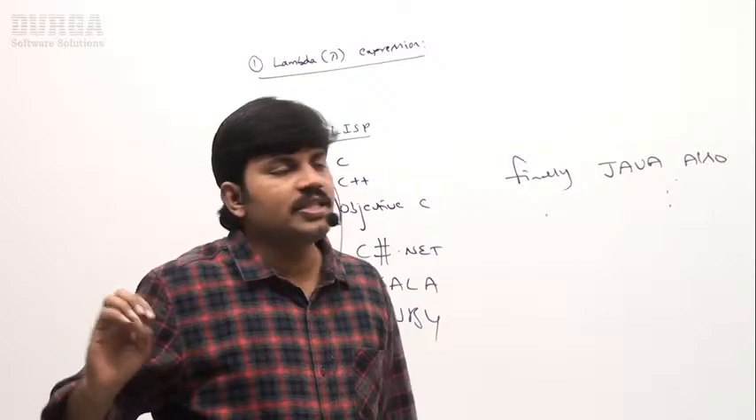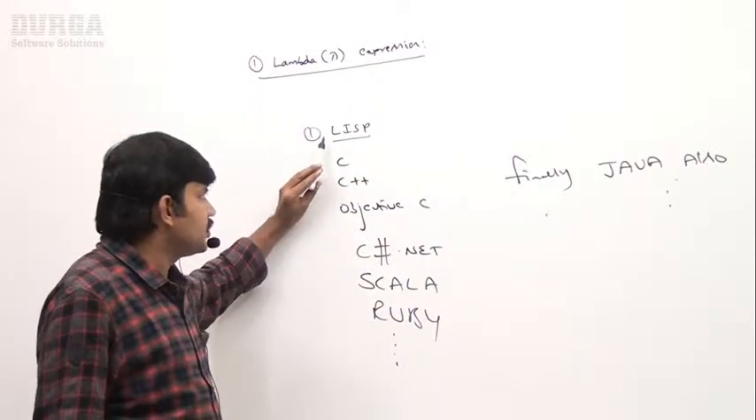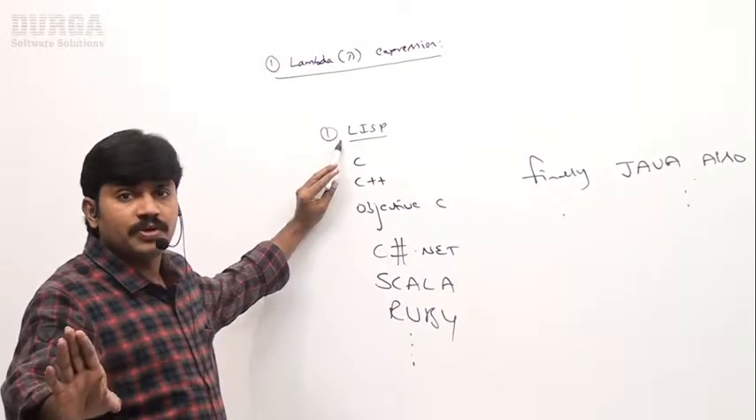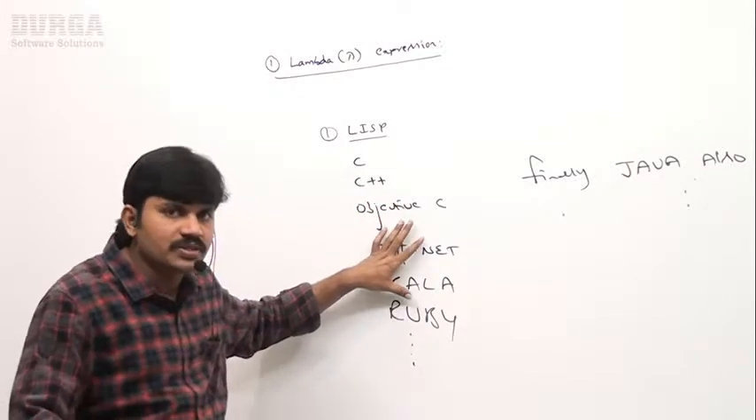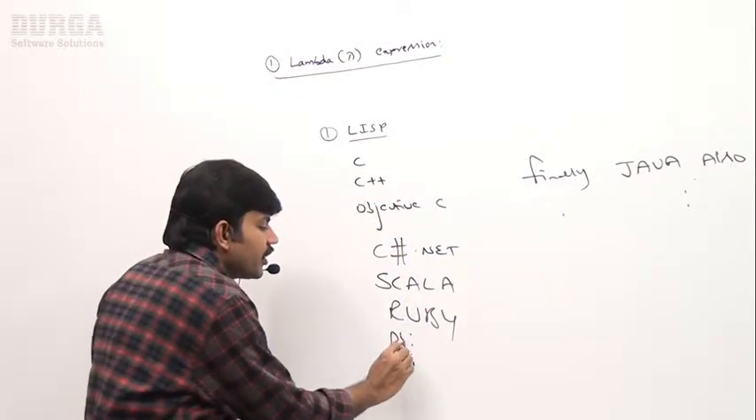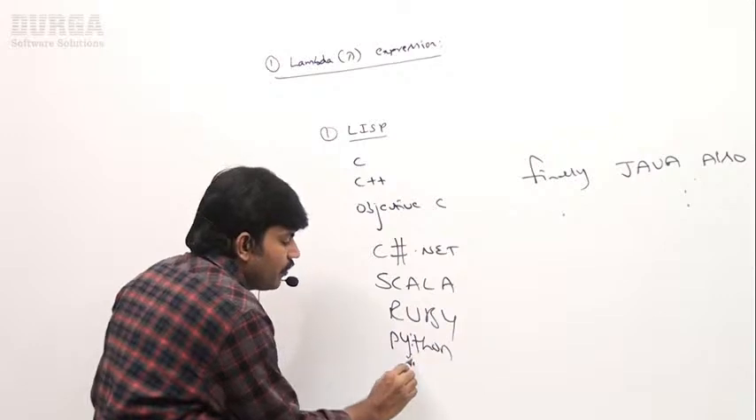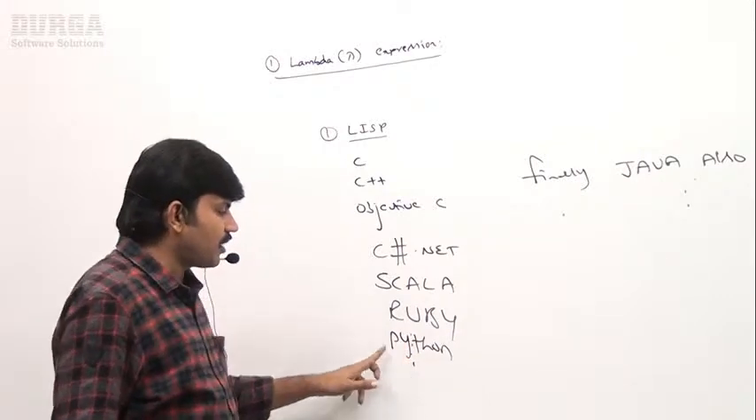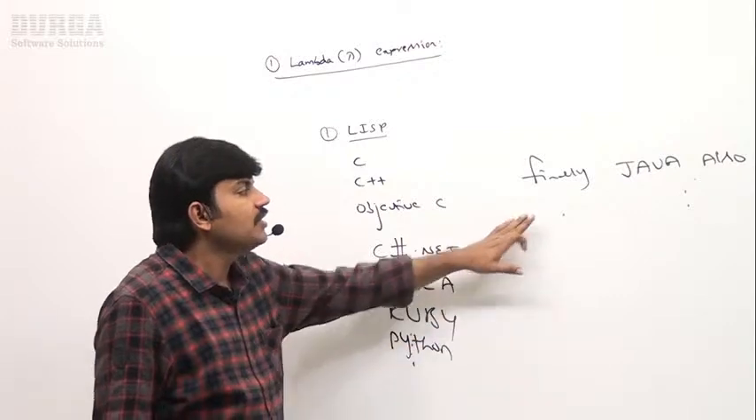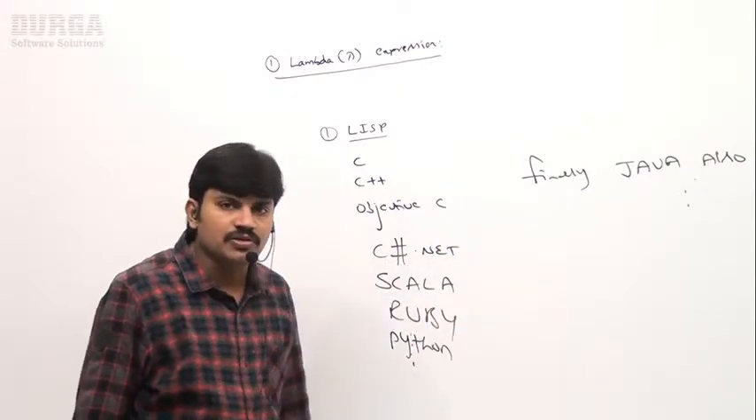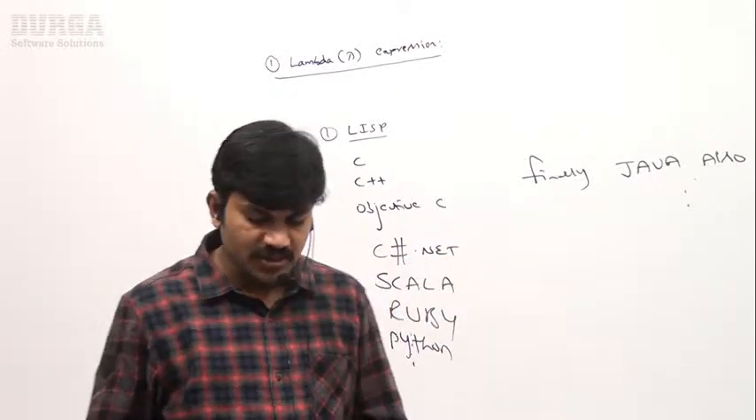Lisp is the first programming language which uses lambda expressions. Various other languages are already using lambda expressions, even Python, which you may have heard of. Currently it's the most popular language, Python. Finally, at last, Java came. Even in Java we started using lambda expressions.